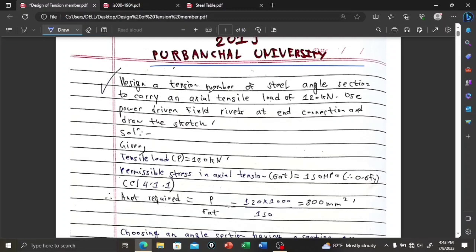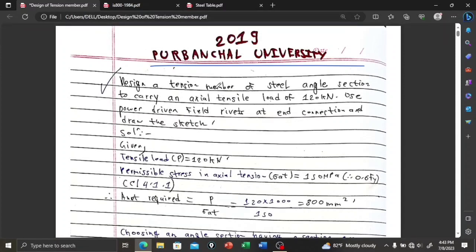So tension member: the member which is subjected to axial force, that is pull or tension, is called tension member. In tension member the problem is usually of three types.